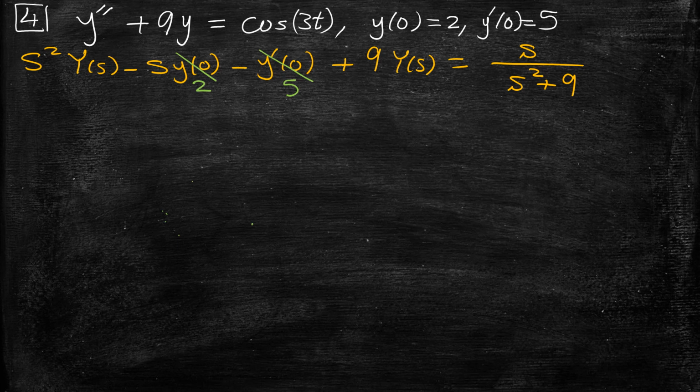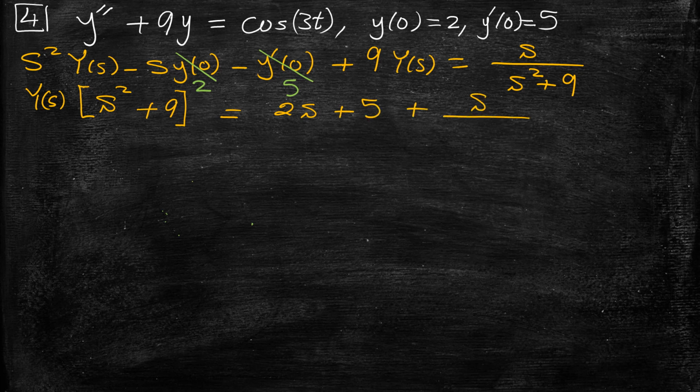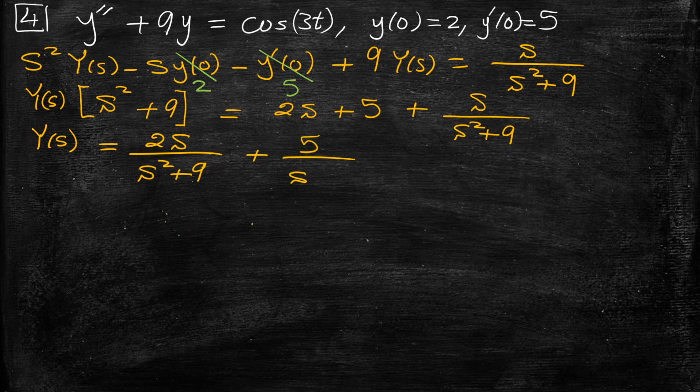So going further by simplifying those terms here, y of s will be multiplied by s squared plus 9. On the other side, we will have this 2s plus 5. And here we have the other term, s over s squared plus 9. So again, we will have this y of s more simplified. It will be 2s over s squared plus 9, plus 5 over s squared plus 9, plus s over s squared plus 9, all squared.